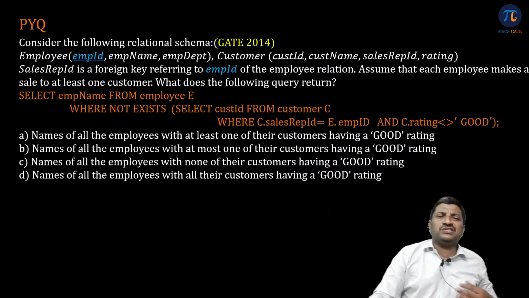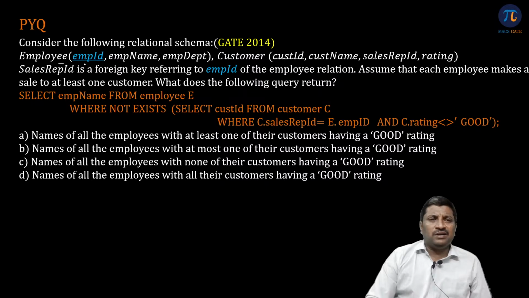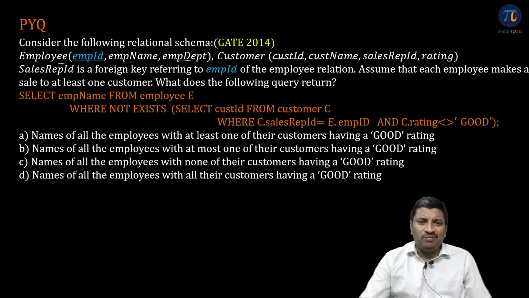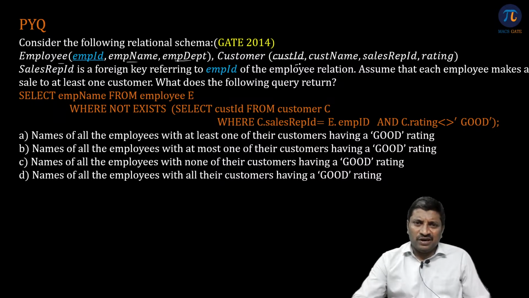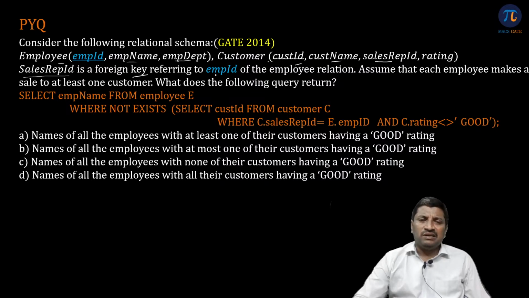Consider the following relation schema. Employee: employee ID, employee name, employee department. That's it. Customer: customer ID, customer name, sales representative ID. That is something like this employee is the representative for this customer, and the rating is given by this customer, right? Sales representative ID is a foreign key referring to emp ID of the employee relation.